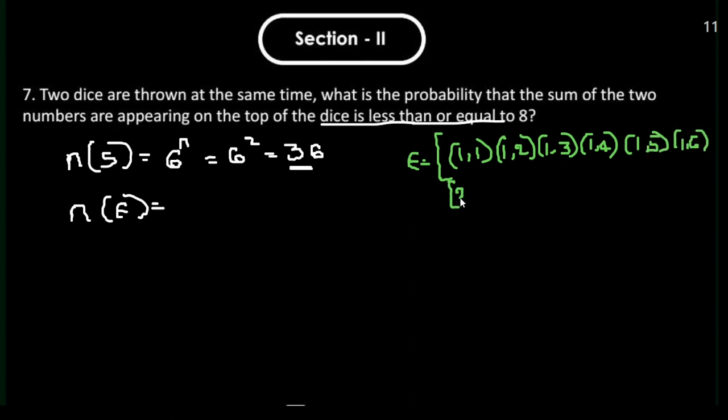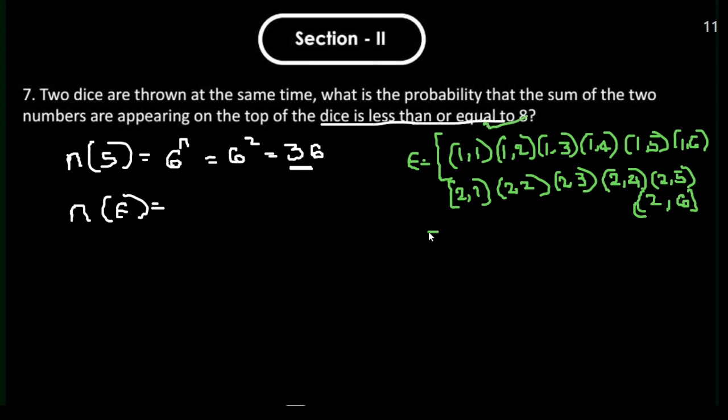And it's time for 2. 2 and 1, and 2 and 2, 2 comma 3, yes, sum is 5, and 2 and 4, sum is 6, 2 comma 5, sum is 7, right? And yes, 2 comma 6, sum is exactly 8, but still they said equal to 8, so we can consider this case. And the next one is 3.